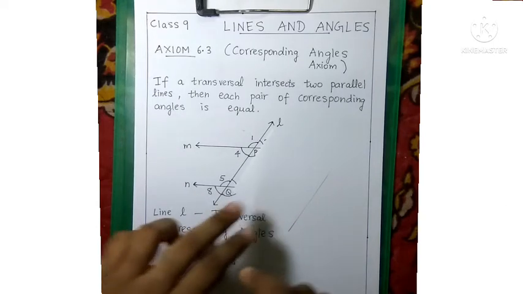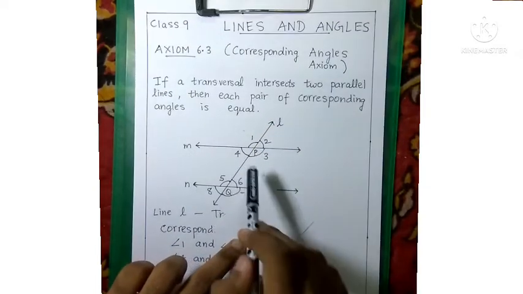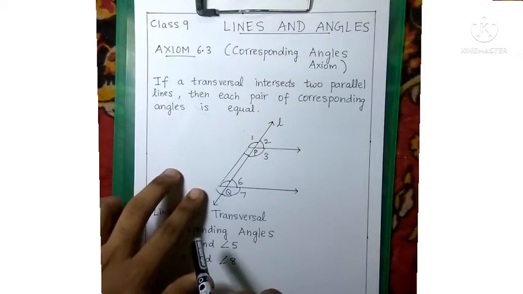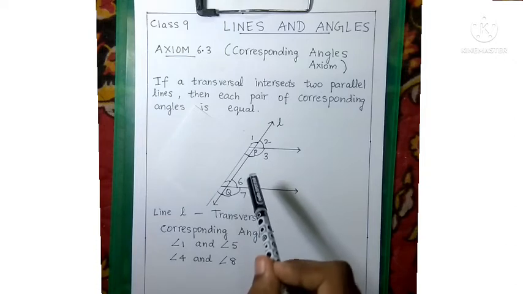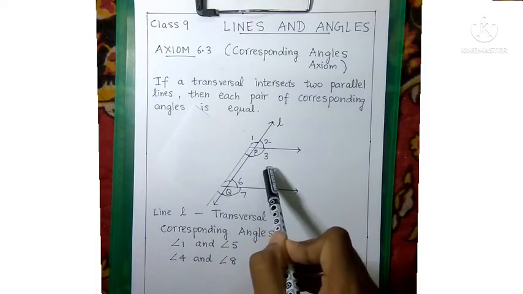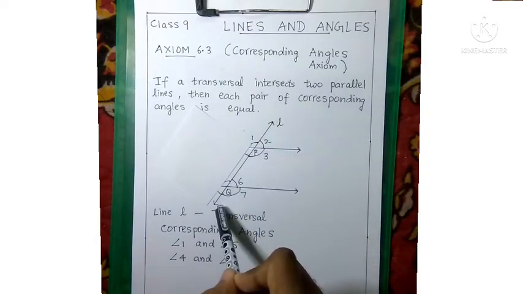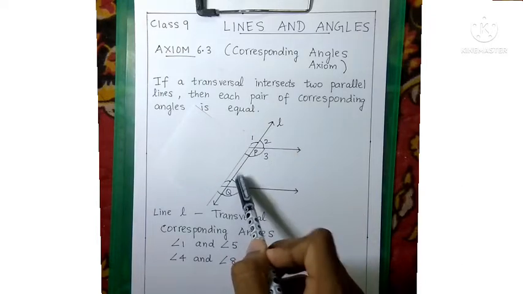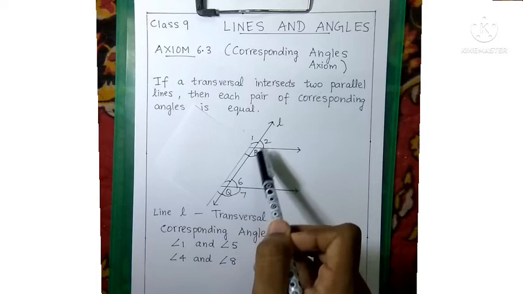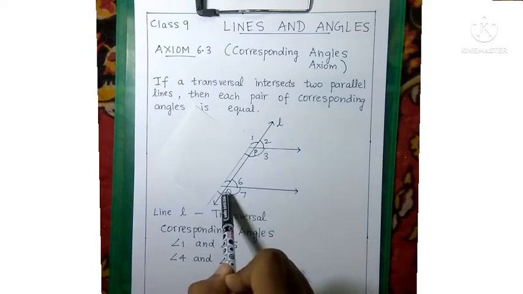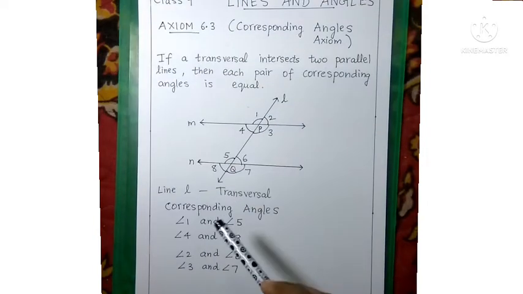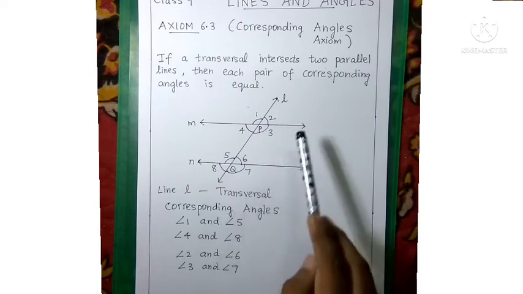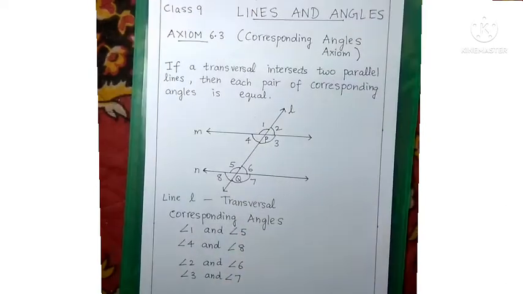Now let us look at the right side of this transversal L. The same thing applies to the right side. Angle 2 and angle 6 will form one pair, and angle 3 and angle 7 will form another pair. So we have listed all the pairs of corresponding angles from this diagram. Now let us look at the axiom.